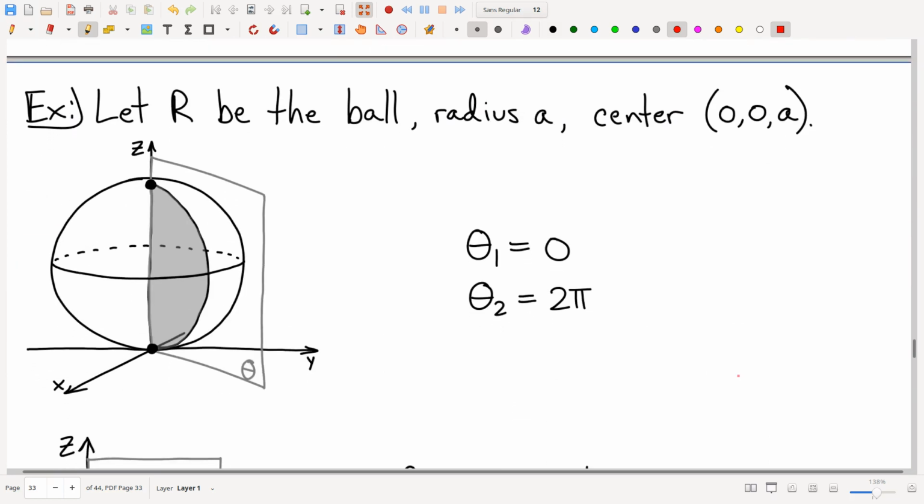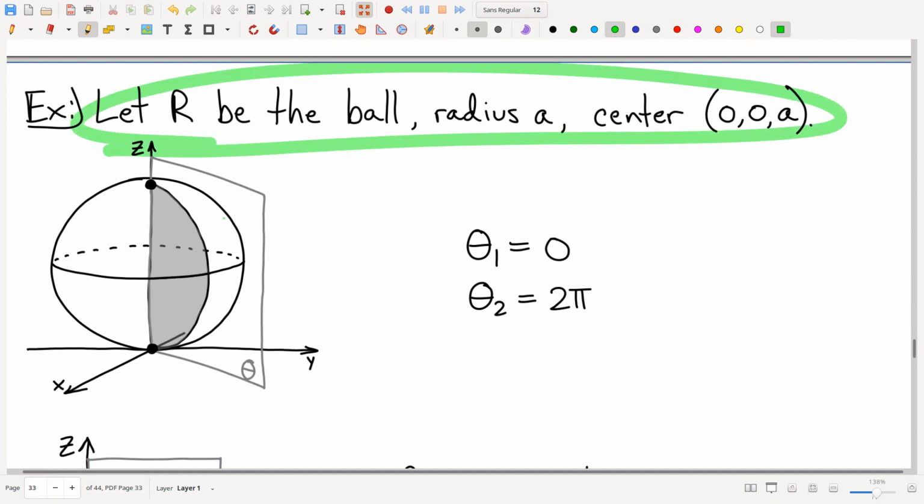Okay, starting with this example here, we have, for our domain, a ball. You might say sitting on top of the XY plane at the origin. So it's centered on the z-axis above the XY plane, directly above the origin. Cool? Okay.